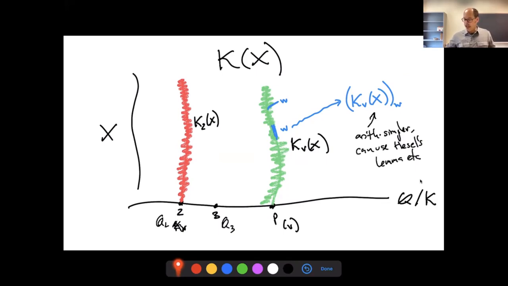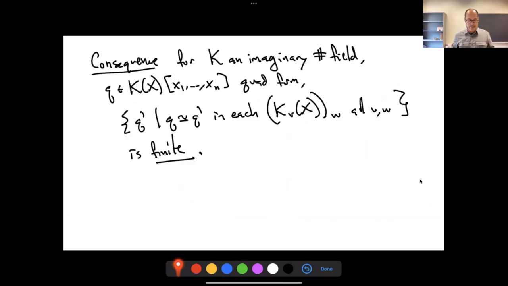So then one can ask, okay, now it's a 2-step process. We go from the K of X to these K_v of X's to these K_v of X of W's. So we break it up into strips, and then we break the little strips up into little bits, strips and bits. And so then the question is, how much information is lost in that process?